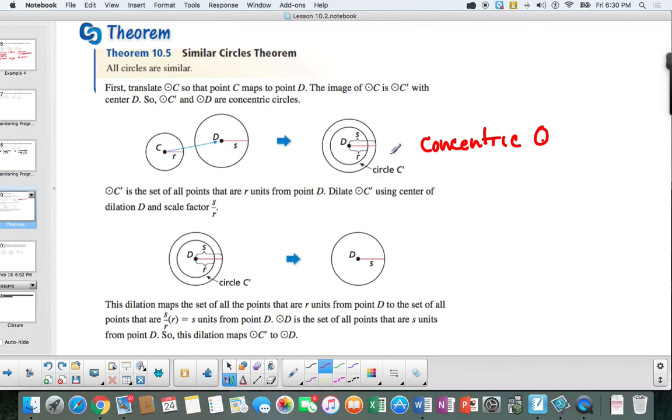Now what we're going to do is figure out the scale factor between these two. Remember, the scale factor is the new divided by the old. So the new was the S distance for the radius divided by the old R. If we take this scale factor and multiply it by our old radius, we'll get a new radius. Then we go through a dilation to get the small circle to map onto the big circle.